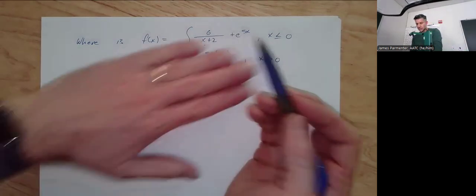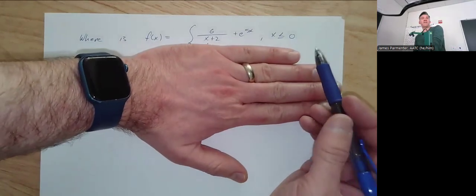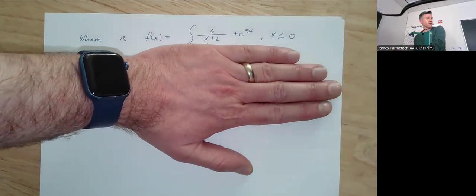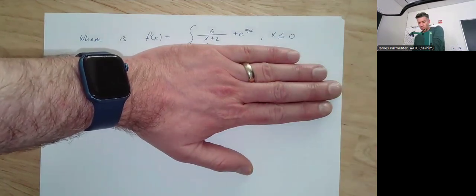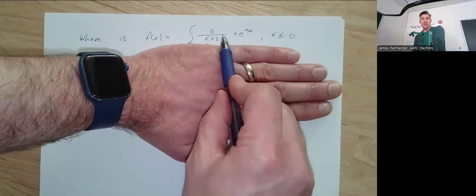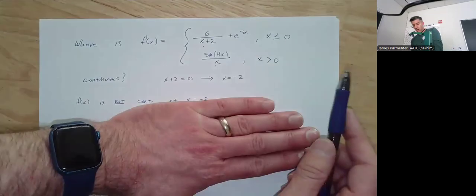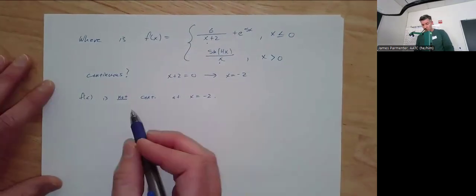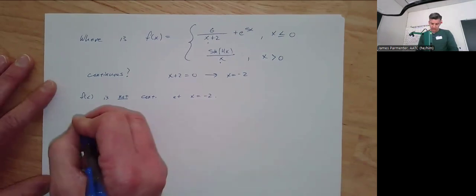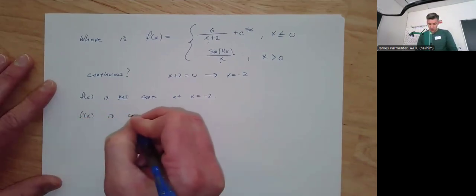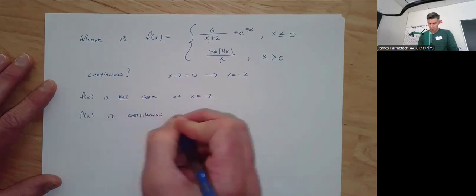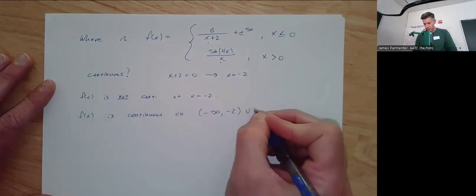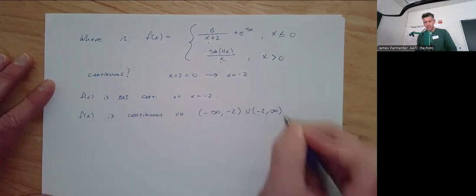So this function, this top piece here, 6 over x plus 2, well, that's defined everywhere except for -2. E to the 5x is defined everywhere. And when you add functions together, their domains kind of overlap. So the only place that's a problem for either of these two things added together is -2. Down here, the only problem would have been 0, but we already checked 0. 0 is fine. So -2 is the only place where it's discontinuous. So we would say that f of x is continuous on the interval from -infinity to -2 union -2 to infinity.